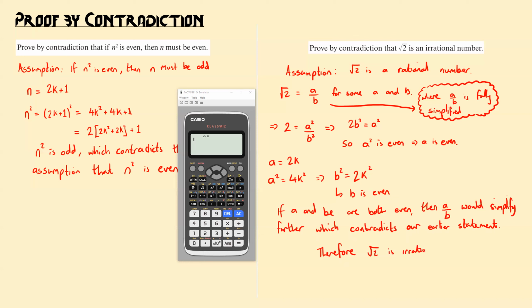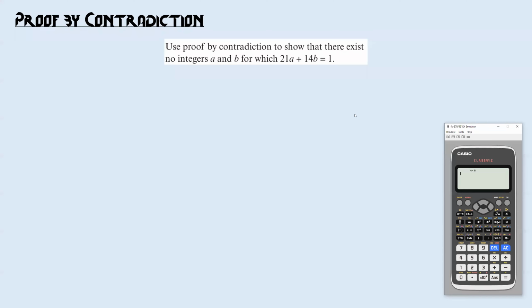Now, I would definitely recommend that you go through every single one of these questions in the book. There's not loads and loads of them. They're non-calculator for the most part. It's basically just going through logical steps to show that this can't happen. I'm going to do one more.